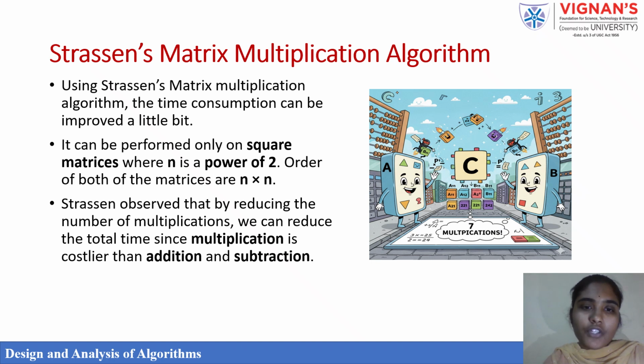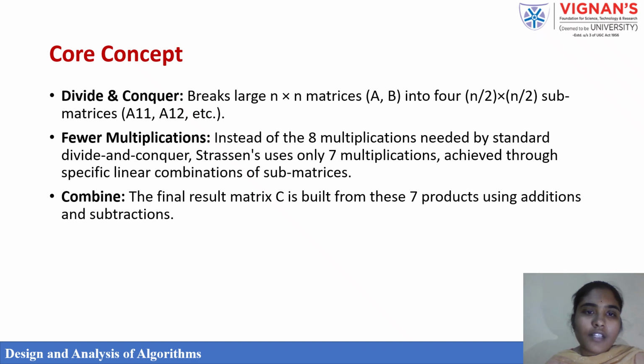The key observation made by Strassen was that multiplication operations are computationally more expensive than addition and subtraction operations. Therefore, by reducing the number of multiplications and increasing the number of additions and subtractions, the total computation time can be reduced. This optimization makes Strassen's algorithm an important example of how algorithmic design techniques like divide and conquer can significantly improve efficiency. Now let us discuss the core concept behind Strassen's matrix multiplication.